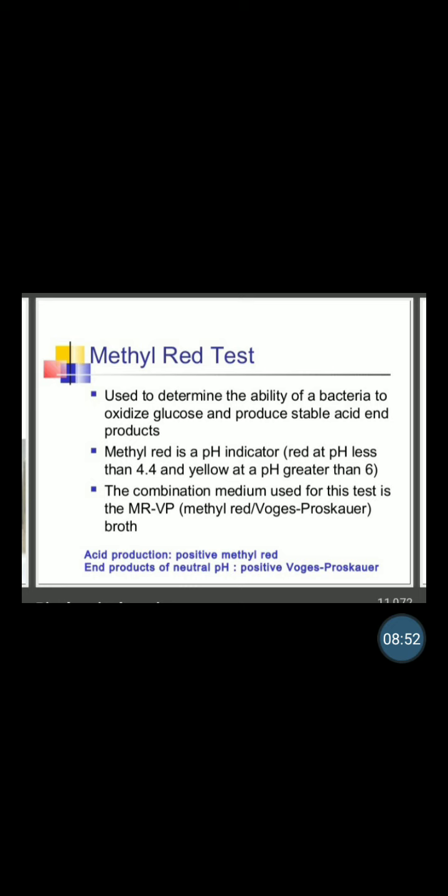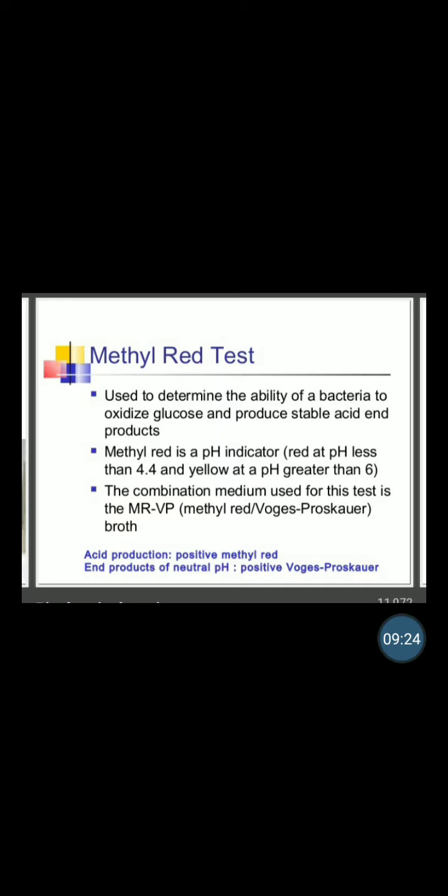What is the combination? That is MRVP, which means methyl red Voges-Proskauer. Acid production means a positive methyl red, and end products of neutral pH are positive for Voges-Proskauer.